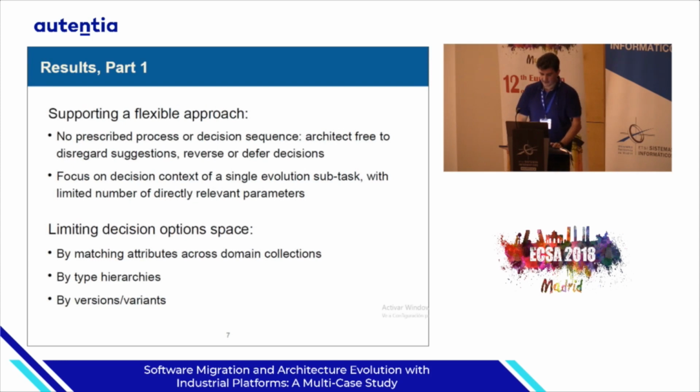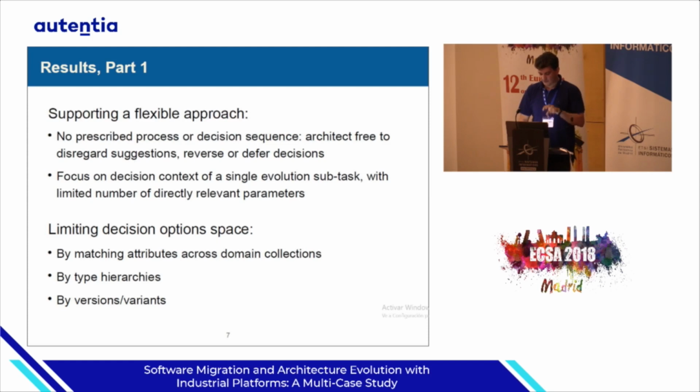Now, the results of our system, of our approach, do support a flexible approach. We have no prescribed process or decision sequence. You will see an example for this later. An architect is also free to disregard any suggestions that we make, or go back when he sees that the choices he has made have led to a dead end.